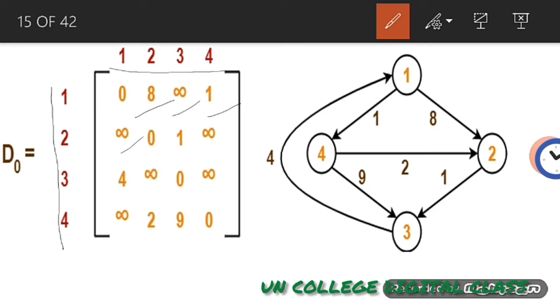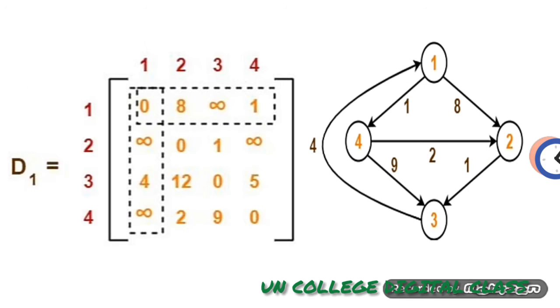This is about the initial distance matrix. I hope you have got a clear concept about generating the initial distance matrix. Now we will move to the next step. What will we do here? Now we will use the intermediate vertex and try to find the path.